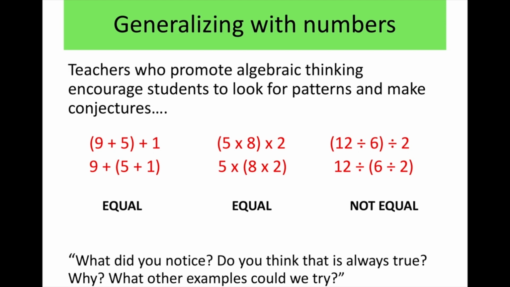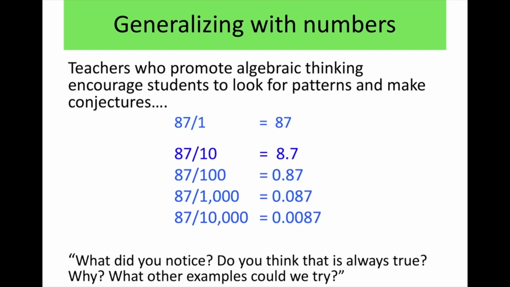But when we try it with division, interesting, the top one would be 2 divided by 2, or 1. And the bottom one would be 12 divided by 3, which is 4. They weren't equal. Interesting. We could try a couple other examples, but the associative property seems to work with addition and multiplication, but not with division. And again, just by looking at examples with numbers, we generalize to a rule that's not dependent on the actual numbers.